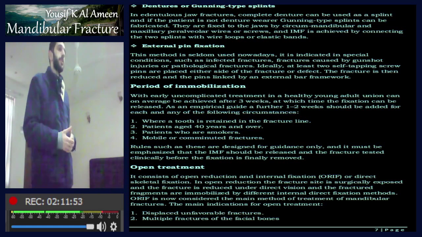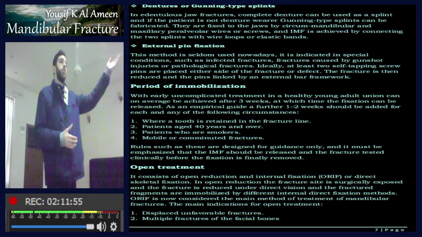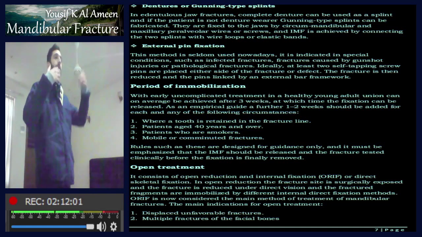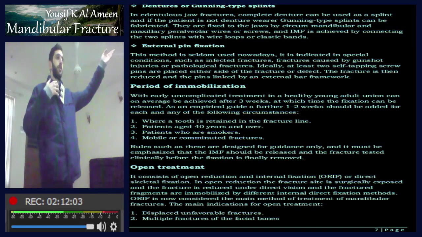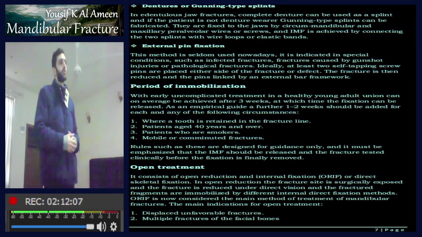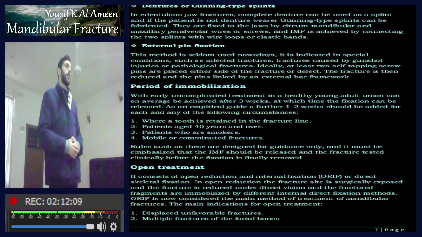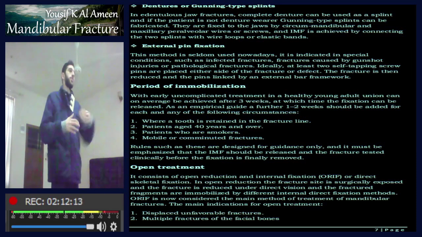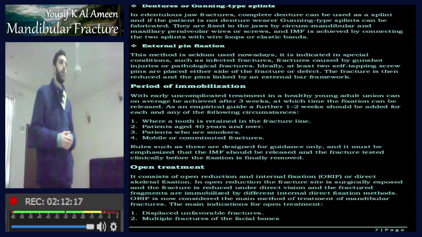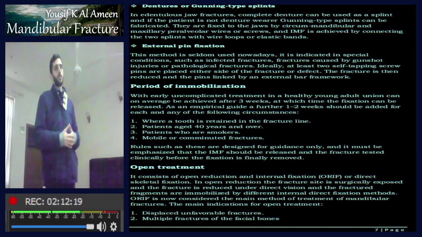They are fixed to the jaws by circummandibular and maxillary peralveolar wires or screws. Intermaxillary fixation is achieved by connecting the two splints with wire loops or elastic bands.